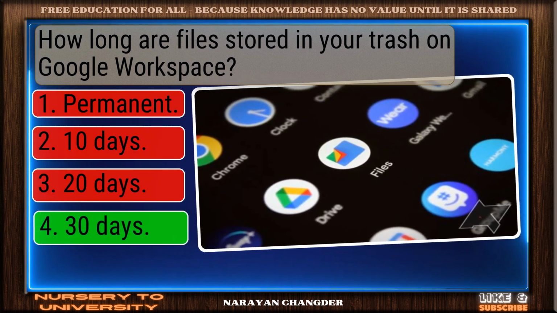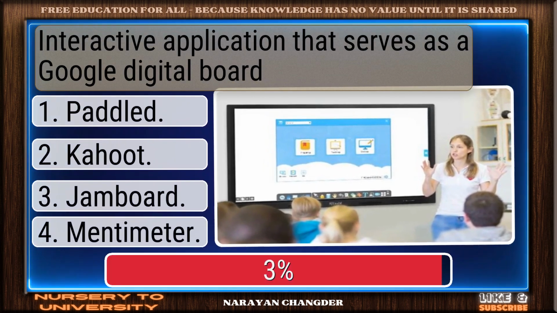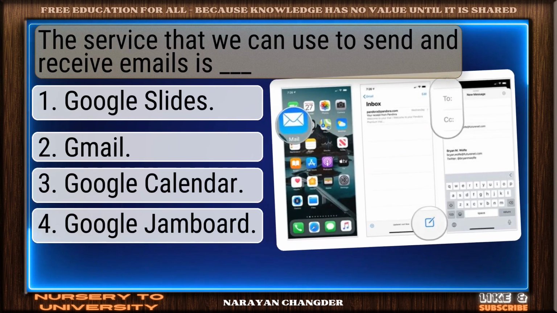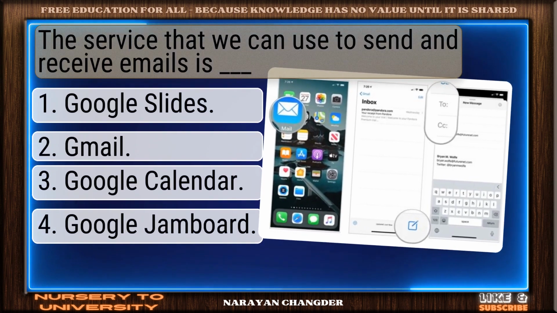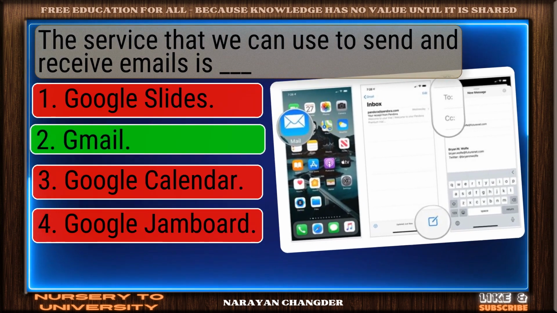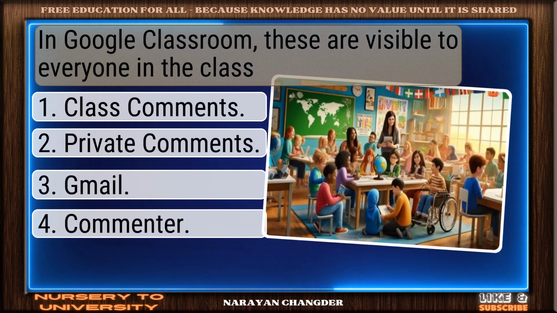Well articulated, 30 days. Interactive application that serves as a Google digital board. Jamboard! The service that we can use to send and receive emails is dash. Well supported, Gmail. In Google Classroom, these are visible to everyone in the class.